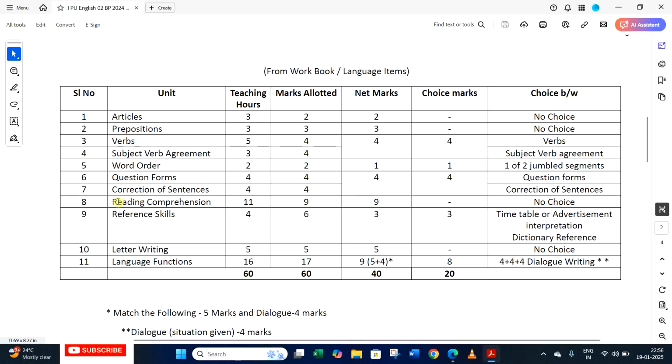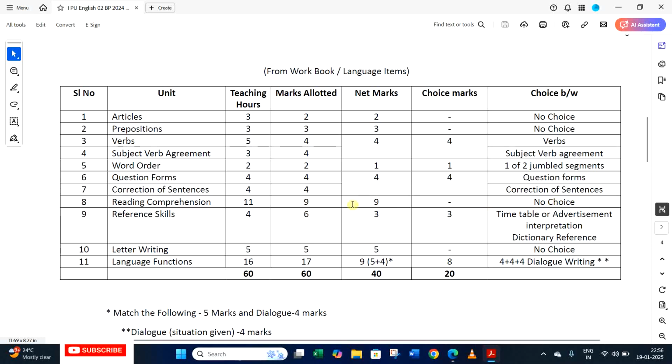Next unit that we have over here is reading comprehension, what we can call in other words a comprehension passage, right? So there is no choice at all. Marks given for this reading comprehension are 9 marks allotted. So there is no choice. You can find over here, my dear students, no choice is given over here.